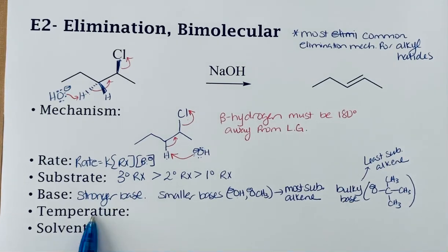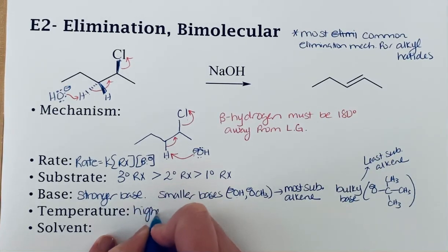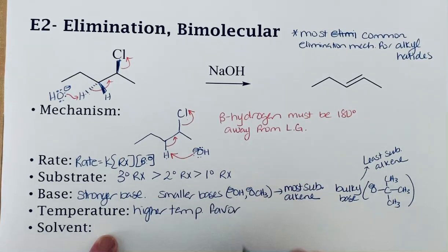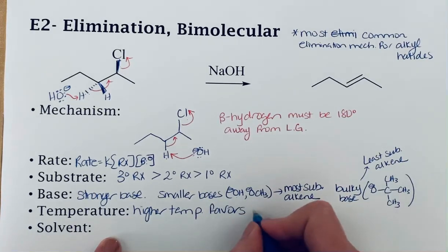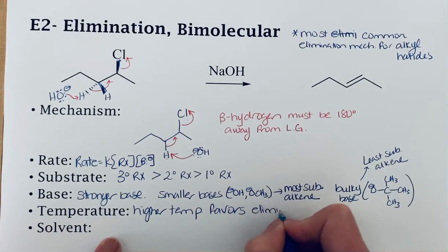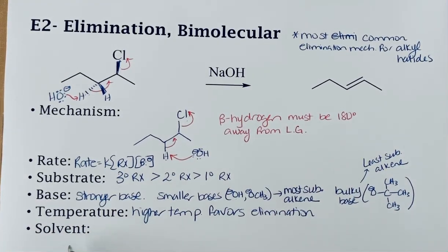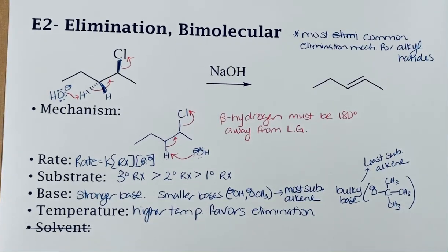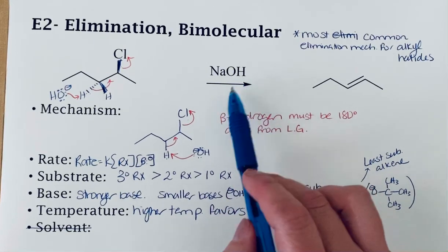Okay, temperature for an E2, like all elimination reactions, higher temperatures tend to favor E2, or any elimination, also E1 in the case of a very weak nucleophile. So higher temperatures favor elimination. And the solvent for an E2, we don't really have to worry about that in terms of a preference. You'll often see a solvent that is just the conjugate acid of your nucleophile. So in this case, it's quite likely that the solvent would be water.